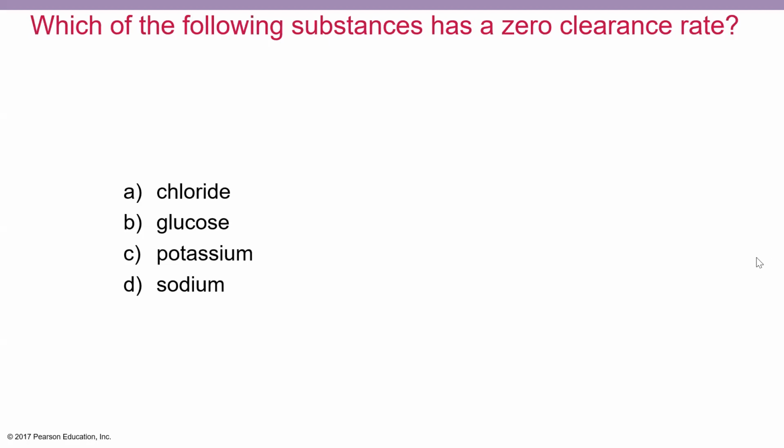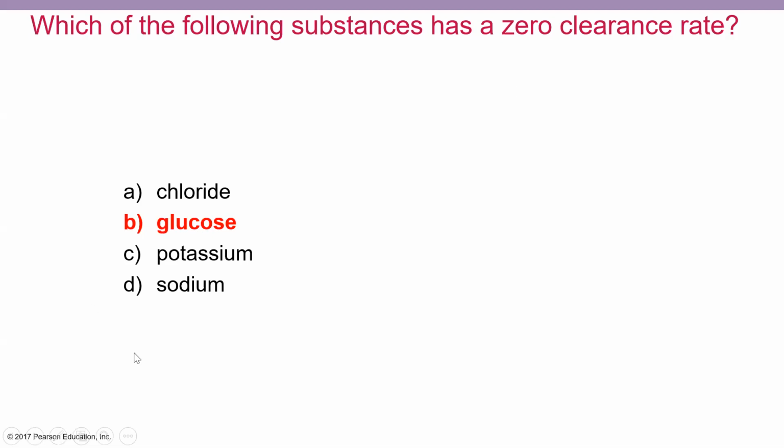Okay, good. So we had an overwhelming response for B, and the question asked, which of the following substances has a zero clearance rate? And that is glucose. Okay, going back to that point that I just made, if something has a very small clearance rate, then it must be reabsorbed. And if it has a zero clearance rate, then it is fully reabsorbed. And we know that all of the glucose, 100% of the glucose should be reabsorbed under normal healthy circumstances, okay? So the answer here was glucose.